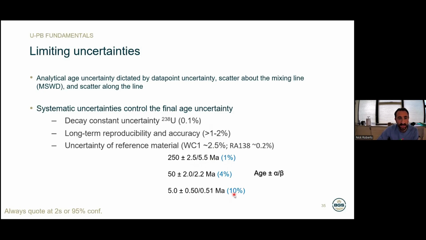If we already had a big uncertainty, we look at the bottom, we had a 10% uncertainty already. Once we propagated these, it's a very small difference. From 0.5 to 0.51. Now, luckily, some labs have been working on some new standards, trying to find better materials. And RA138, which came out of the ETH Zurich lab, has a quoted uncertainty of 0.2%. So using this as a primary reference material rather than WC1 will have a drastic difference on the age resolution you can see.